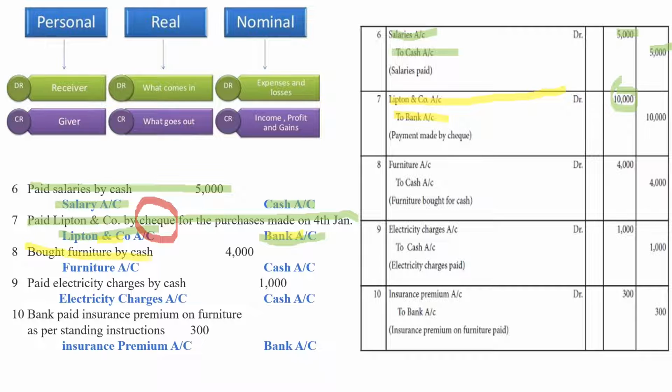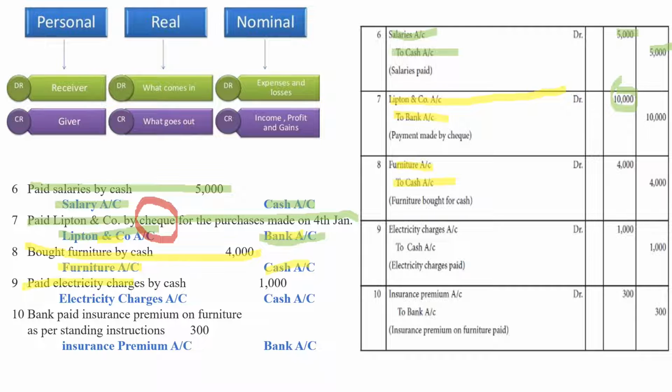Bought furniture by cash $4,000. You went to the market and purchased some furniture and the amount is $4,000. When you purchase furniture, furniture comes in and this is a real account. That's why this would be debited. And for purchasing furniture, what you paid? You paid cash. Cash goes out. That's why it is credited.